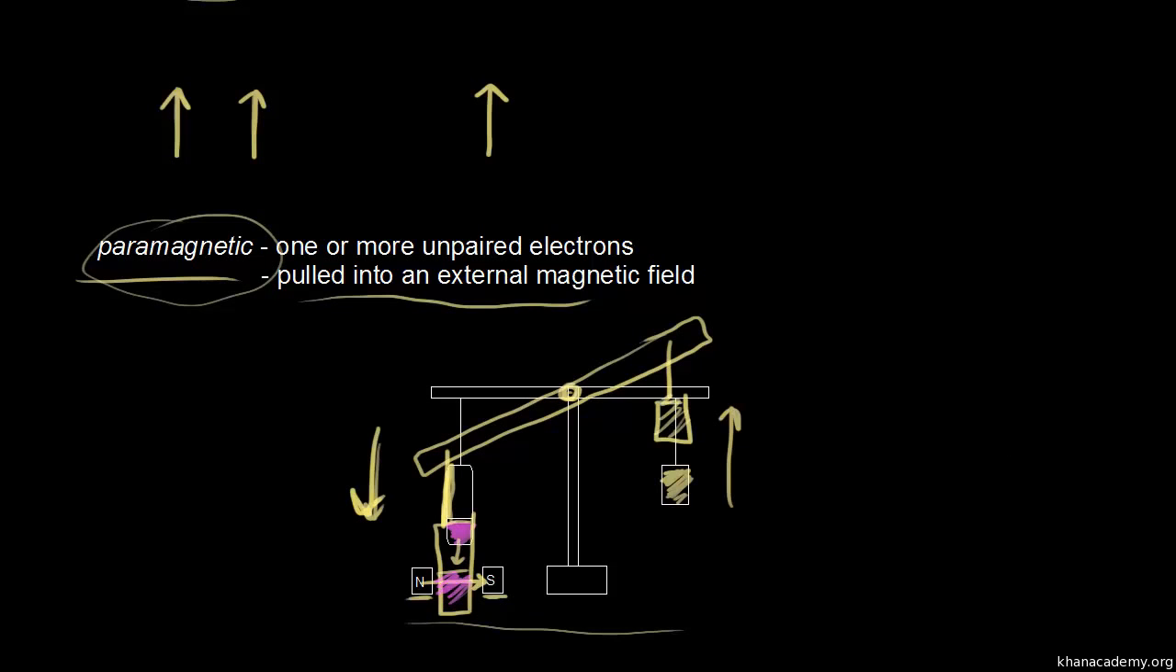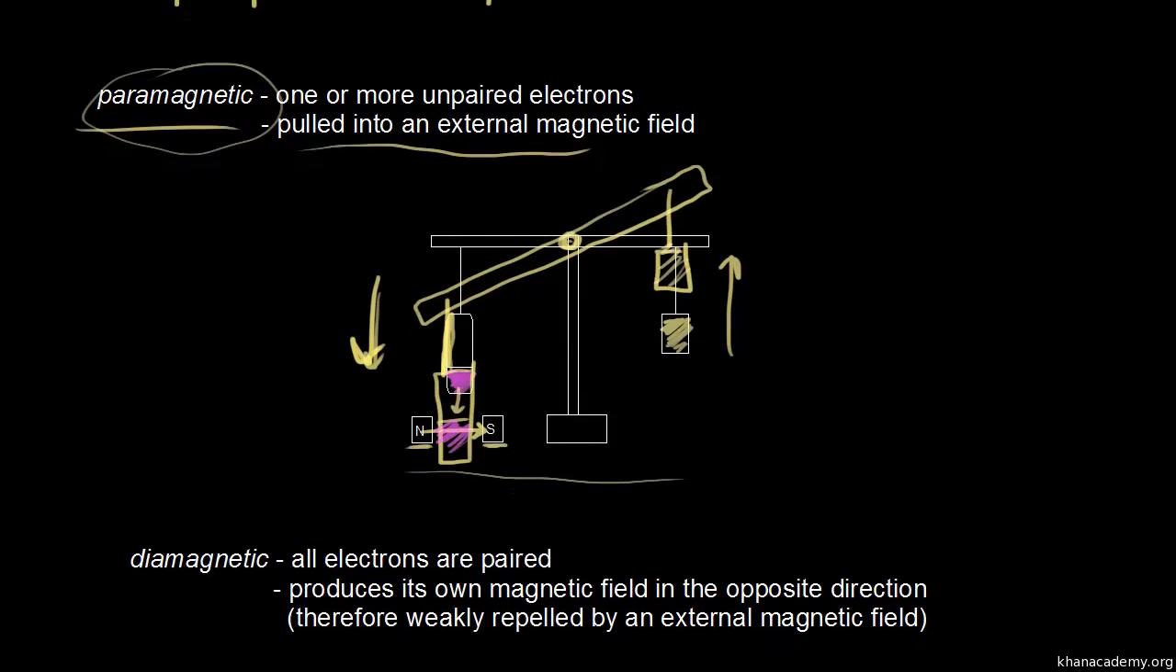Let's look at the definition for diamagnetic. So for diamagnetic, all electrons are paired. Right? So if we have spin up, we have spin down, and so the magnetic fields cancel. And so a diamagnetic sample would not be attracted to an external magnetic field.